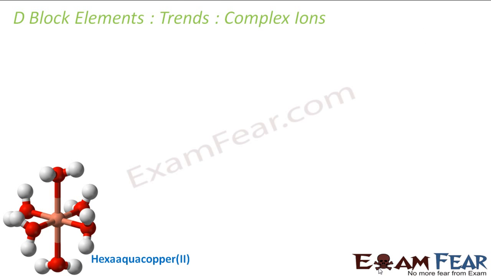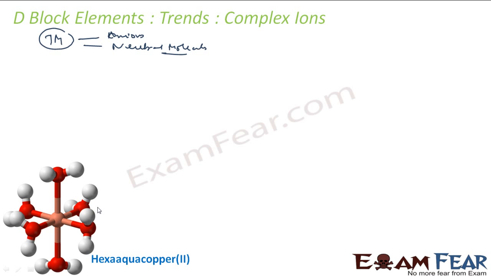Let's talk about the complex ions. These complex compounds are formed when metal ions, typically transition metals, bind with a number of anions or neutral molecules, and they bind to form a complex species. This complex species has some characteristics. This one, if you see, is hexaaquacopper: one copper with 6 water molecules.